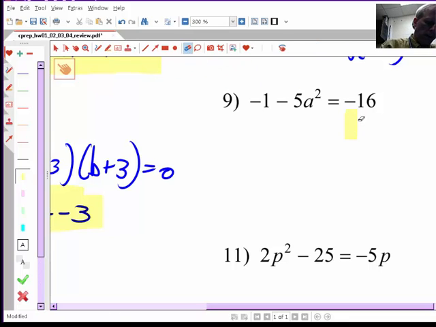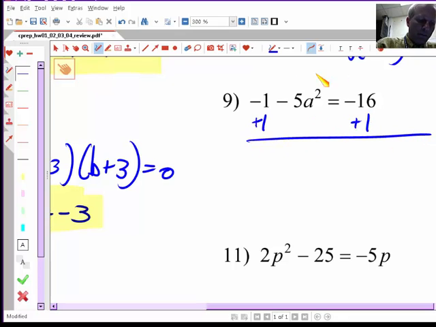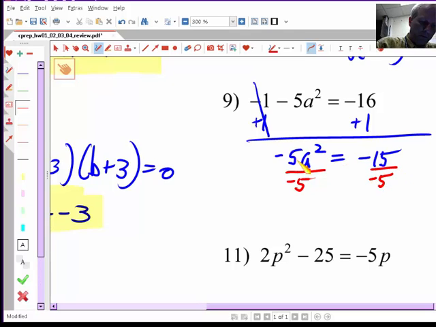This one, I see there's no linear term, so I'm going to be solving it by taking square roots. So to do that, I need to get the a squared on the left side of the equation all by itself. And then I'm going to divide by -5, and I get a squared equals 3. And now I do plus minus square root of 3, and that gives me a equals plus or minus radical 3.